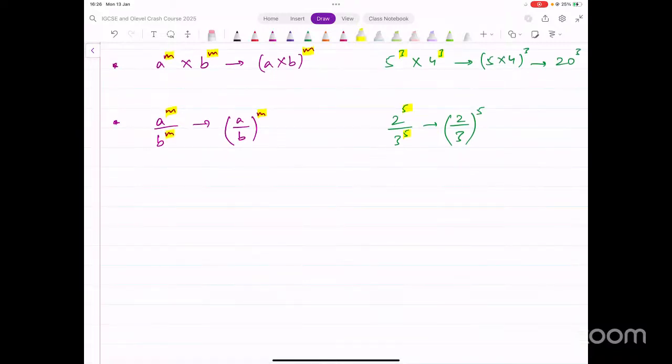This taking power common only works when you've got multiplication and division like this. If you've got addition or subtraction, again, that does not work. For instance, if you have a raised to power m plus b raised to power m, that's not the same thing as a plus b whole raised to power m. That would be wrong, right?